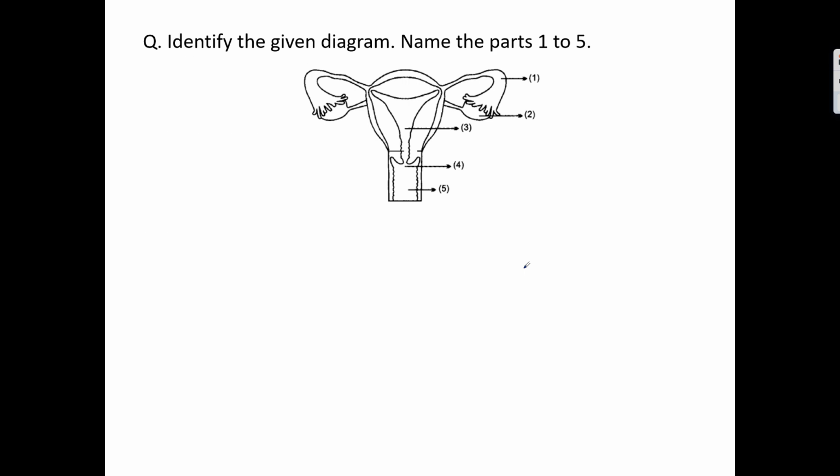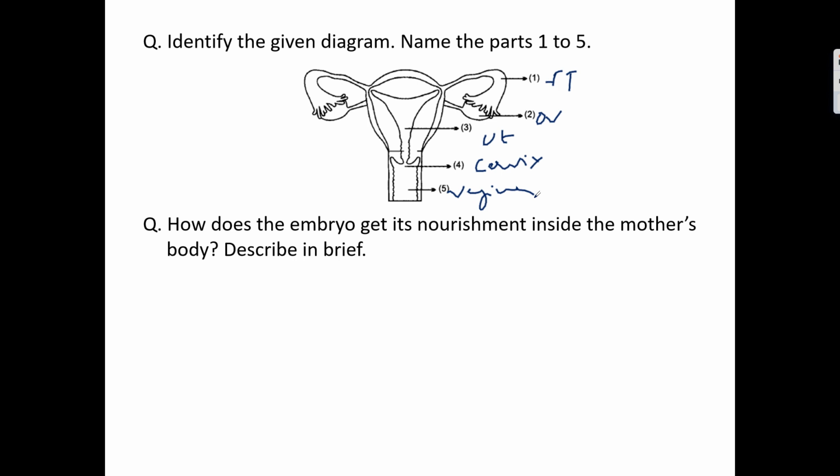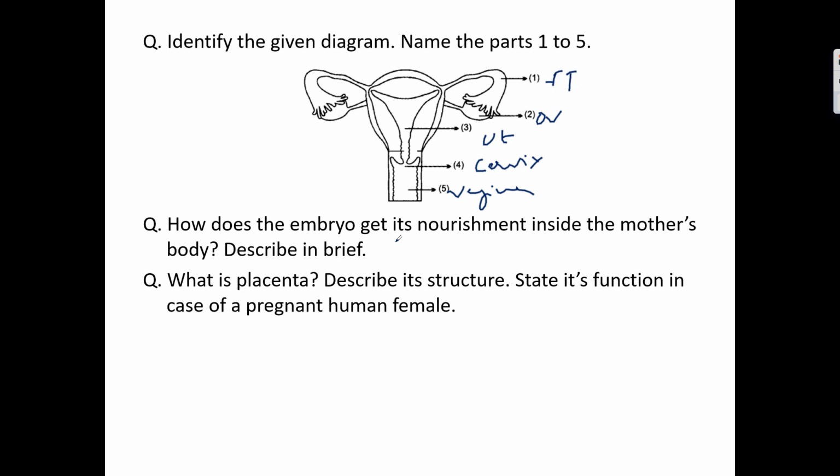Identify the parts. This one is the fallopian tube, ovaries, uterus, cervix, and this is the vagina. How does the embryo get nourishment from the mother's body? Describe in brief. Again, they are asking a question about the placenta. So what is the placenta? Describe its structure and function. The question framing is different, but the answer will be the same.